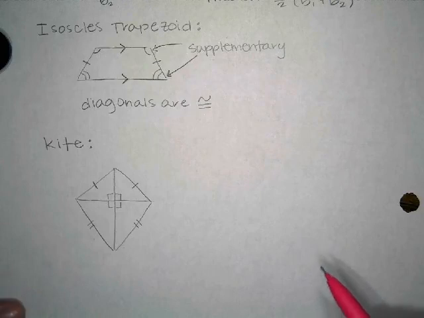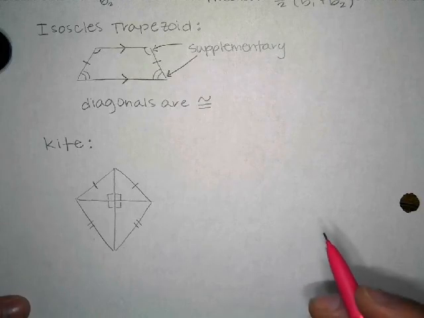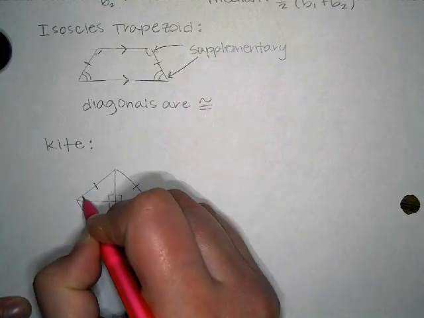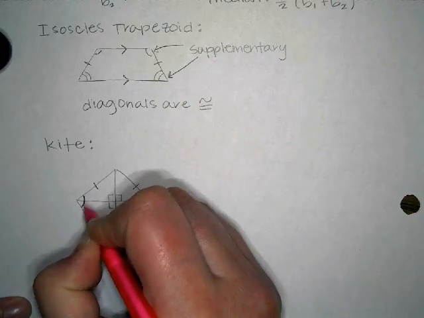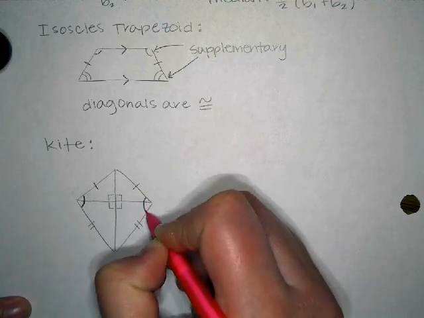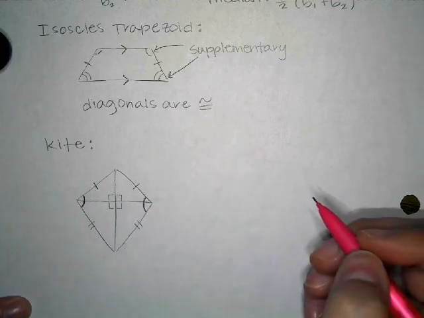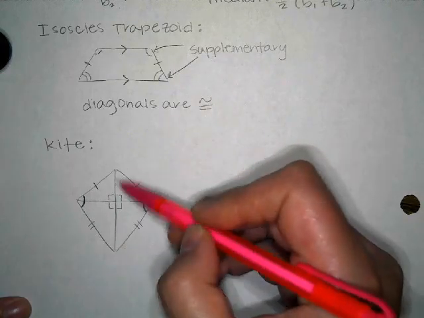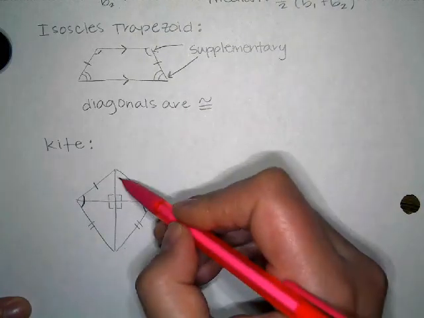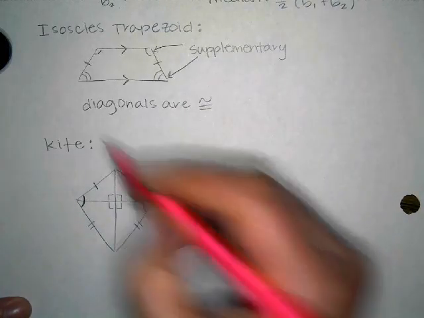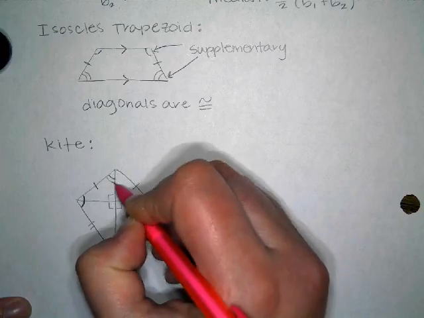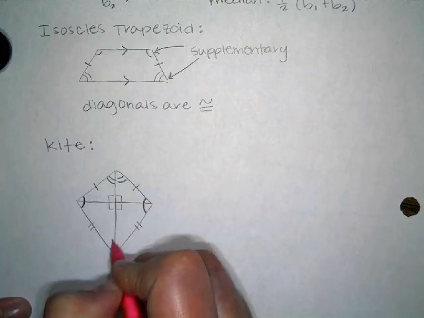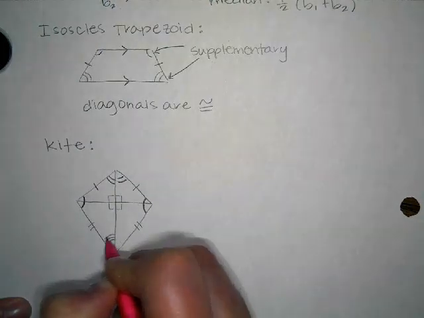All right. This whole angle is the same as this entire angle. This long diagonal right here, it cuts these two pieces in half. It cuts these in half. So we're going to say that this angle right here is the same as this angle right here. And this angle right here is the same as this one right here.